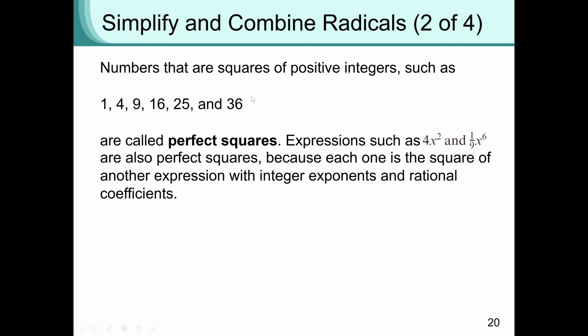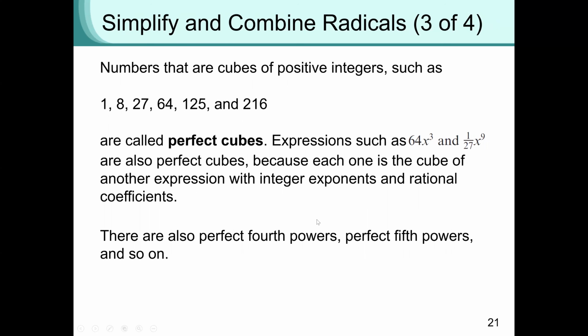So there are some numbers that are squares of positive integers. For example, we know 2 squared is 4, 3 squared 9, 5 squared 25, 6 squared, and we keep going, 7 squared 49, etc. These are called perfect squares. So for example, 4x squared, I know it's 2 squared, x squared, 1/9 is 1/3 squared, etc. These are all perfect square examples.